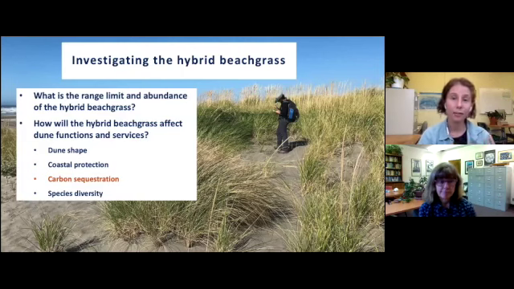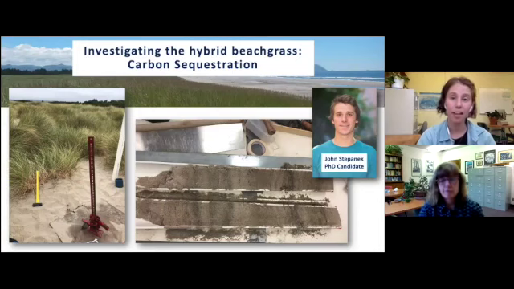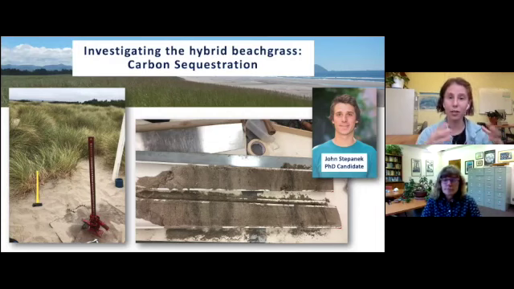And then, similarly related to climate change, another ecosystem service that could be affected because of the hybrid is carbon sequestration, or how much carbon is sequestered and stored in the dunes. This research is being done by my lab mate, John Stepanek, for his PhD work. Dunes and beach grasses sequester carbon in different ways: through their roots and shoots, or below ground and above ground biomass, as well as through the accumulation of sand as they form dunes.